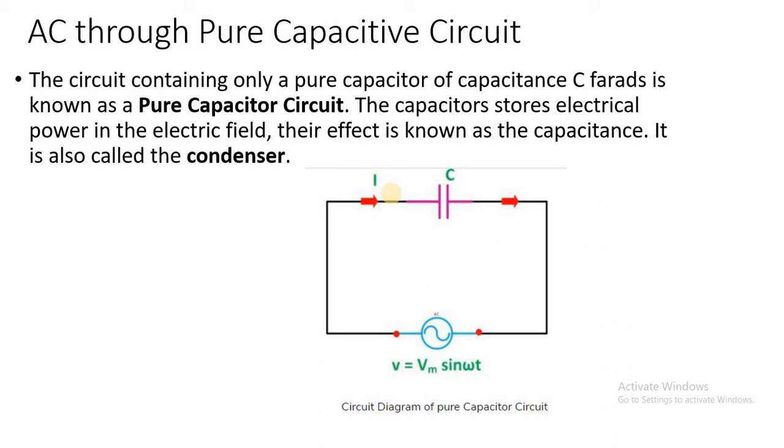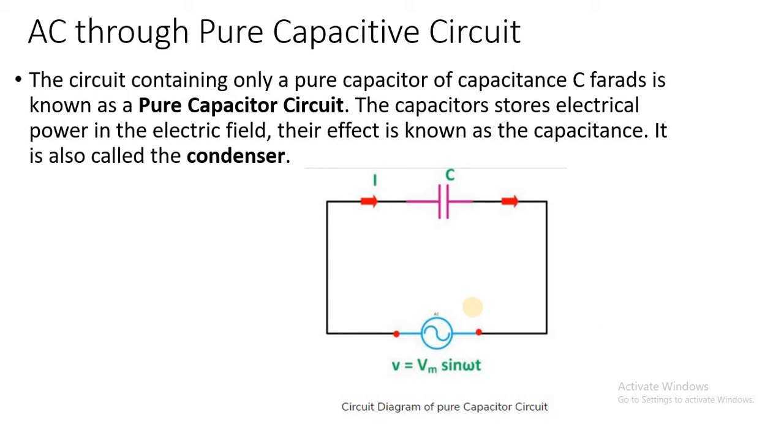See here, the sentence indicates that the capacitor stores the energy in the form of an electric field. In a pure inductor, the inductor stores the energy in the form of a magnetic field. So it may come as a fill in the blank in your exam. Okay, so let's have a look.